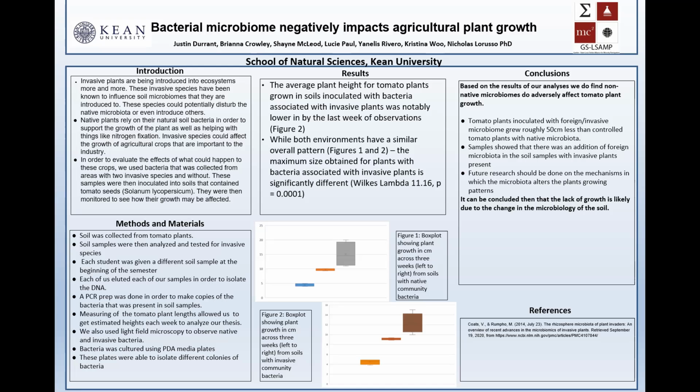So to start off, invasive plants are being introduced into ecosystems more and more. These invasive plants have been known to influence soil microbiomes that they're introduced to. These species could disturb the native microbiota, or even introduce others. Native plants rely on natural soil bacteria in order to support their growth, as well as helping them carry out processes like nitrogen fixation. Invasive species could affect the growth of agricultural crops that are important to the industry.